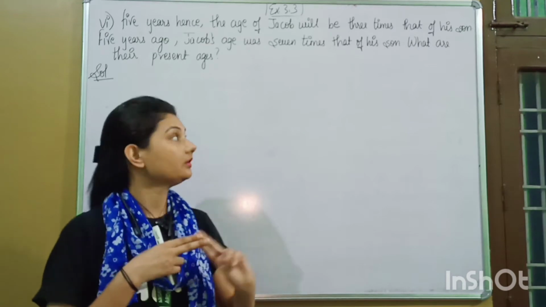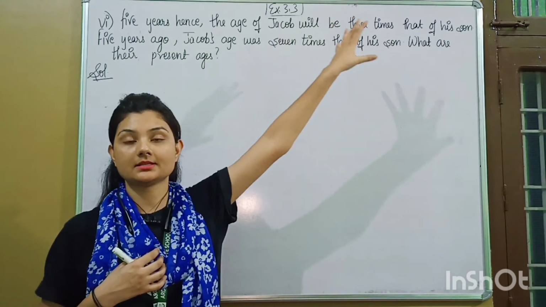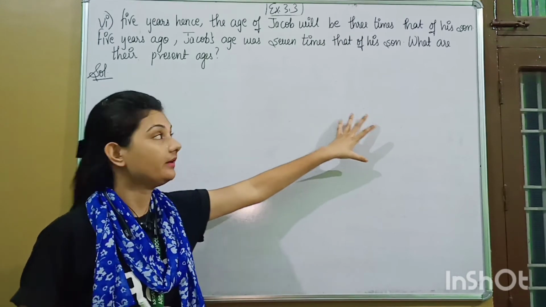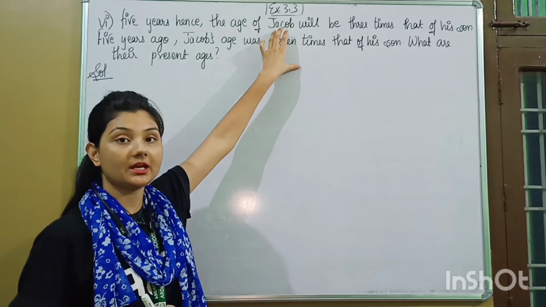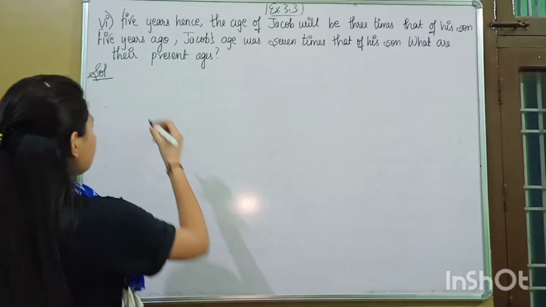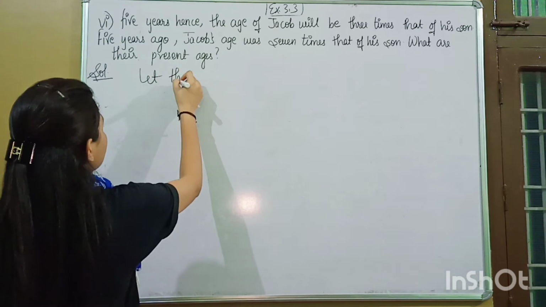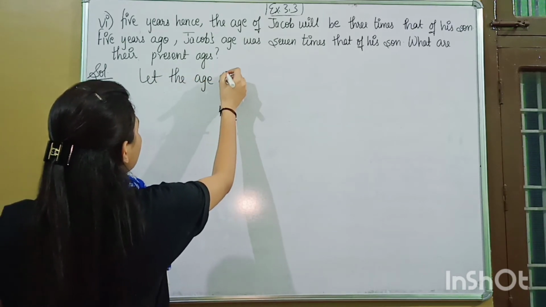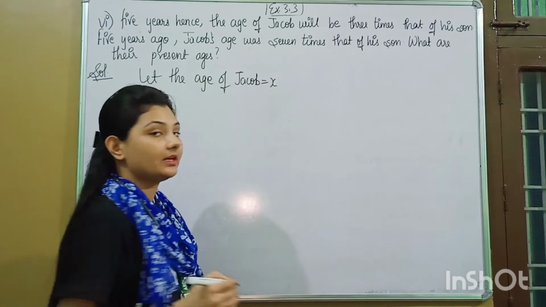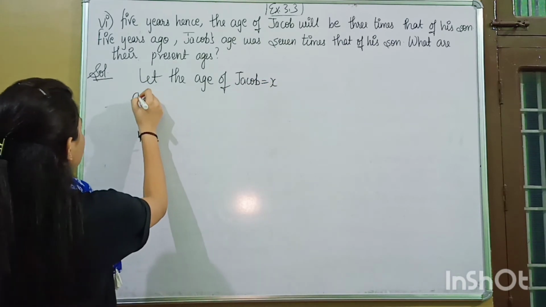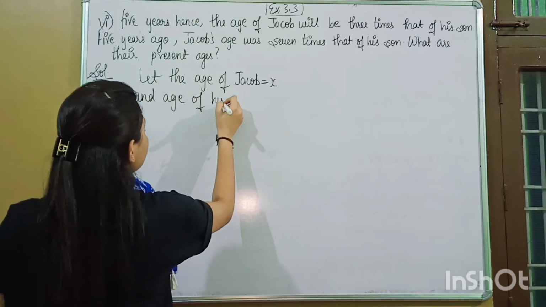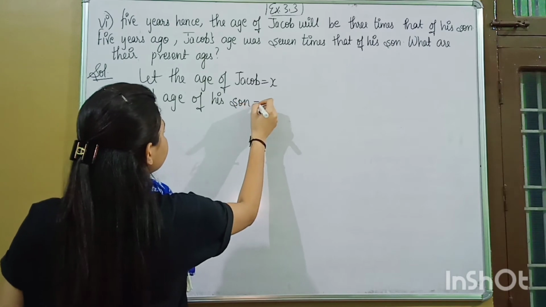Again 2 people are there, one is Jacob and one is his son. So whatever the unknown values we have, we assume it as x and y. So first of all we will assume the age of Jacob be x and the age of his son be y. The first one is this only. Let the age of Jacob be x, or you can say x years, and age of his son be y years.